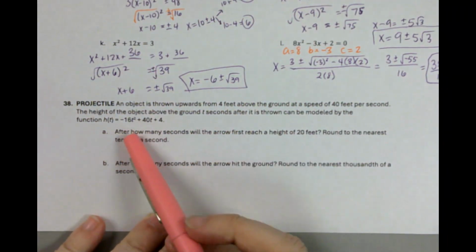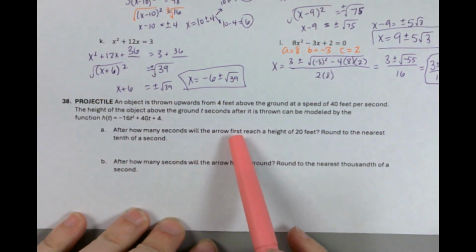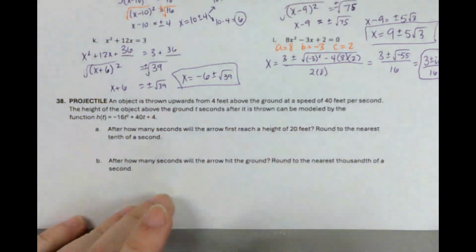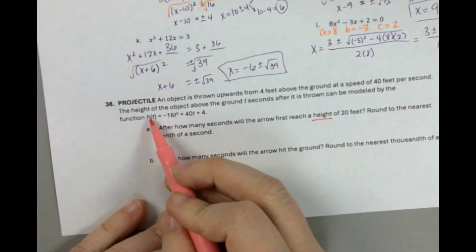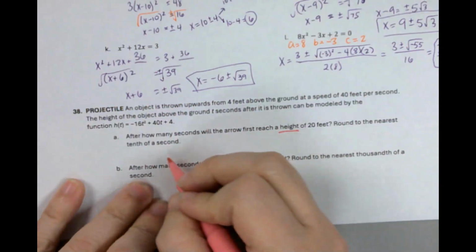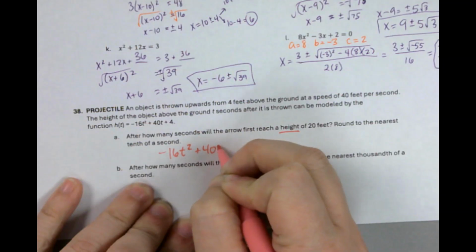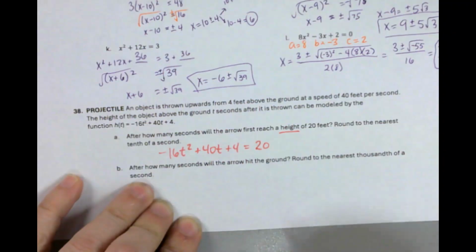All right. After how many seconds will the arrow first reach a height of 20 feet? If the height is 20 feet, the height is h of t. So we need to know negative 16t squared plus 40t plus 4 equals 20.